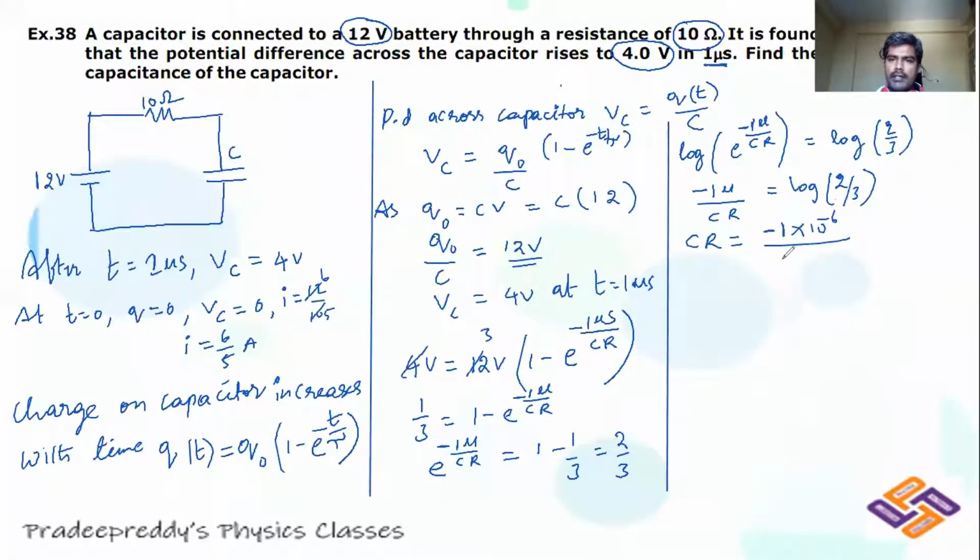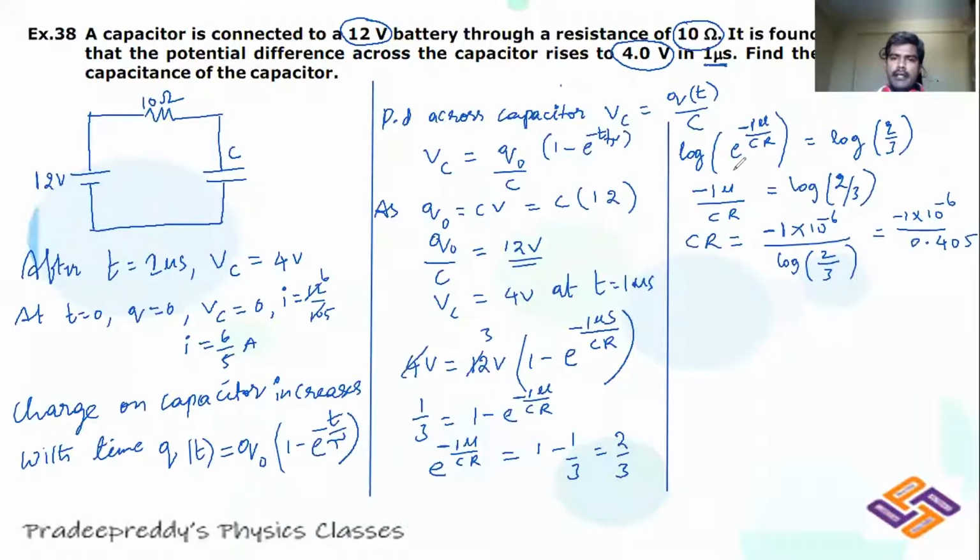what is left over there? Log of 2 divided by 3. That is equal to CR. Now from here, if you evaluate this log of 2 by 3, you will be getting minus 1 into 10 power minus 6 divided by log 2 by 3. It is nearly 0.405. That's the approximate value of log of 2 by 3.